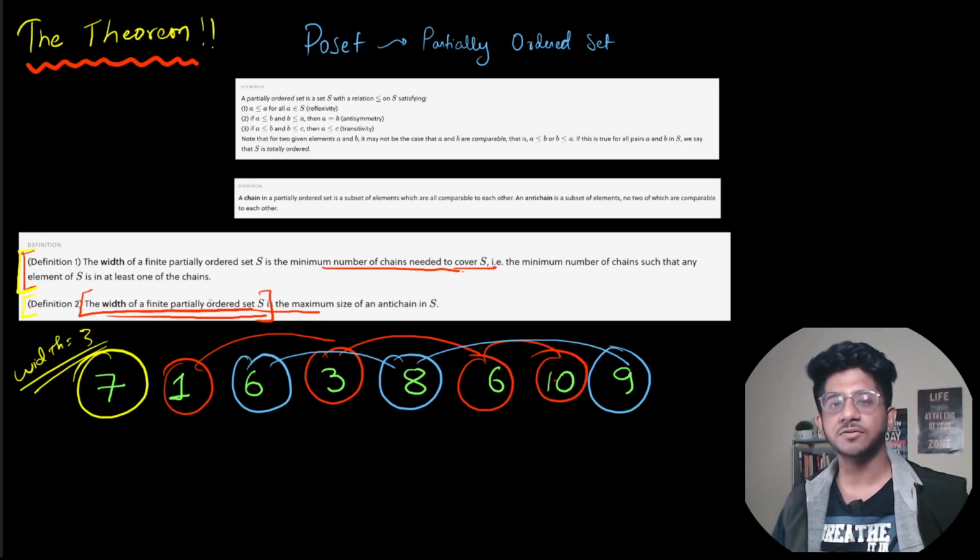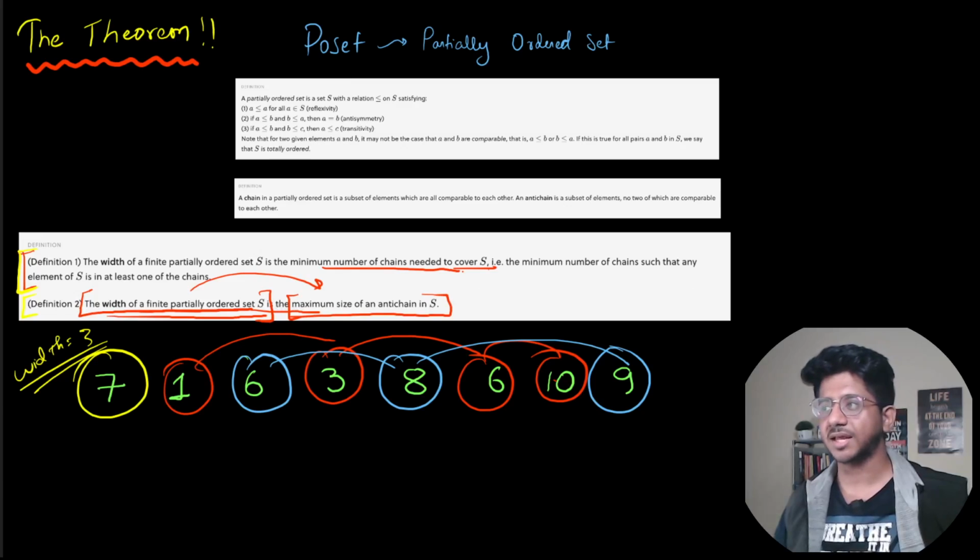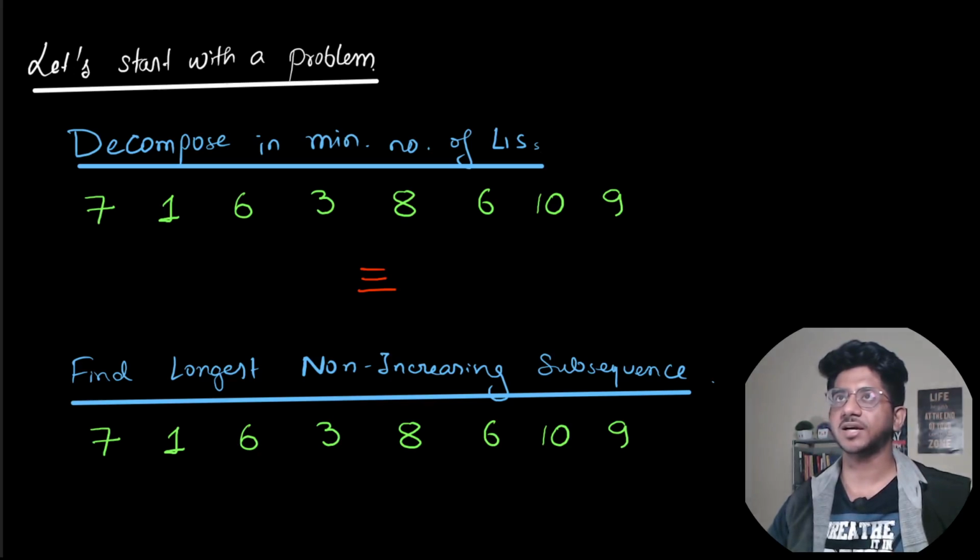Now, essentially Dilworth's theorem makes it go from this to this: find a maximum size anti-chain in S. That's what we will now be inclined towards, because we now know with Dilworth's theorem that they are actually going to be equal to each other. Now, we have to find the maximum size anti-chain in S. Now, that is something that we can do.